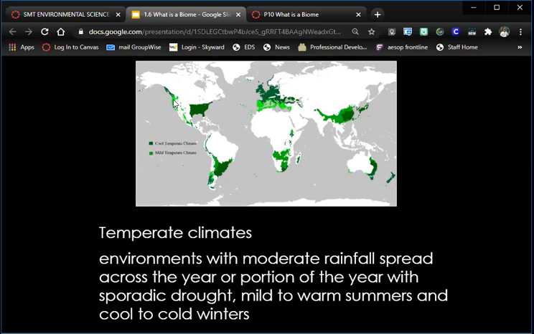So if we look at the West Coast here, where Oregon and Washington would be, we see a mild temperate climate where maybe there's a little drought in July and August, but we know by the end of October we'll be seeing rain, and we'll be seeing rain with a pretty steady rainfall throughout the rest of the year, and only that short sporadic drought every summer.